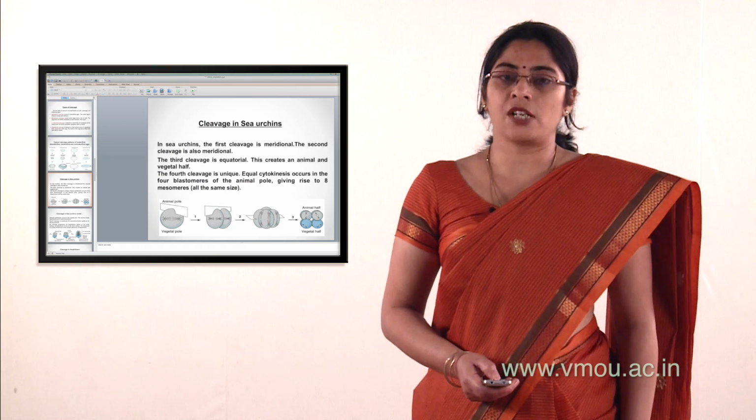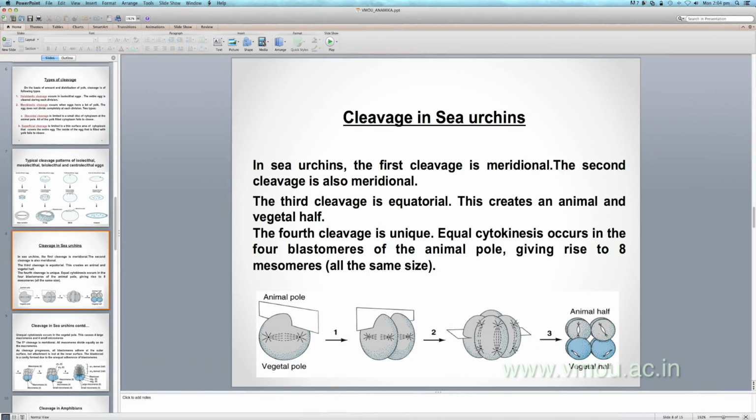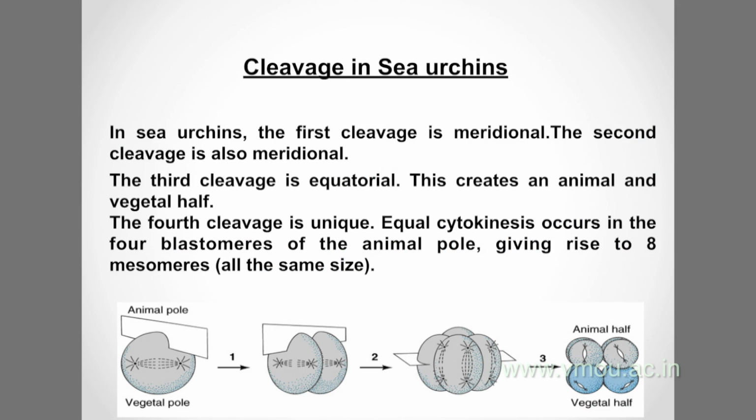Cleavage in sea urchin. In sea urchins, the first cleavage is meridional. The second cleavage is also meridional. The third cleavage is equatorial. This creates an animal and vegetal half. The fourth cleavage is unique.